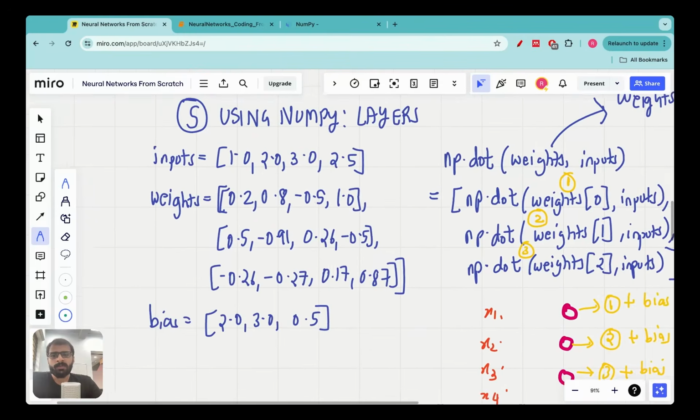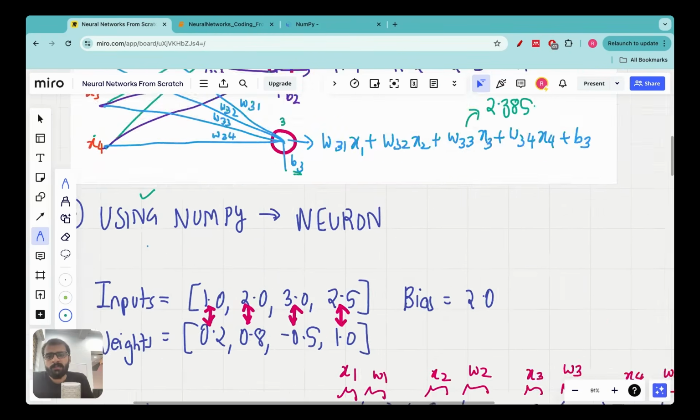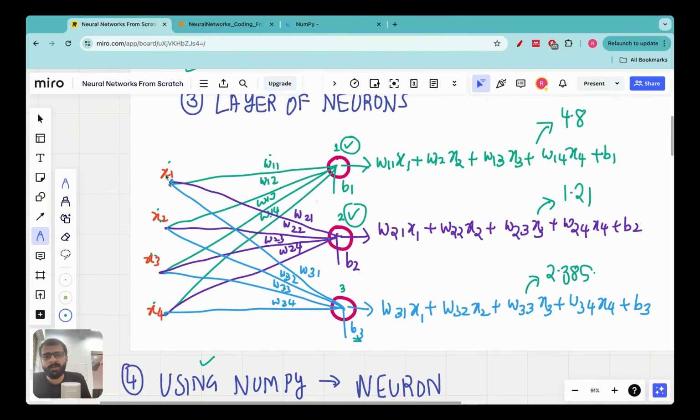Okay, so we have four inputs x1, x2, x3, x4, and we have three neurons 1, 2, and 3. So let me again go through this demonstration over here. We have four inputs and we have three neurons. From every neuron, there will be an output, and that will depend on the weights associated with each neuron. So let us look at the first neuron initially.